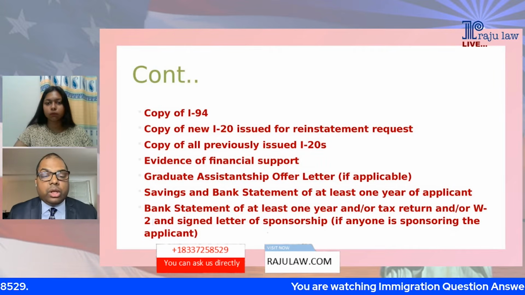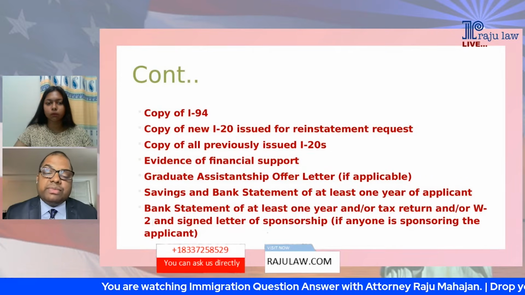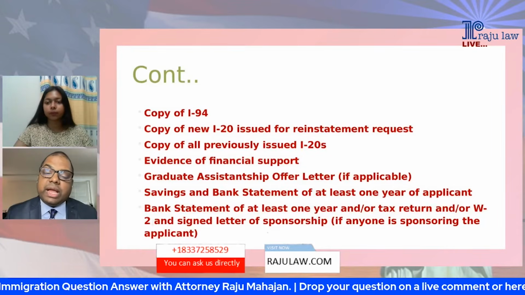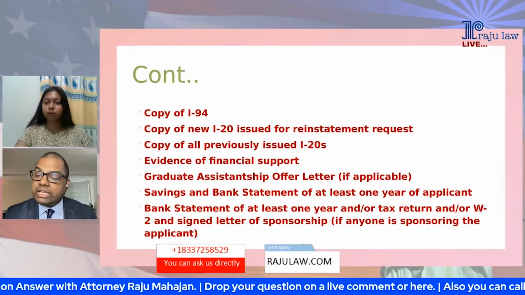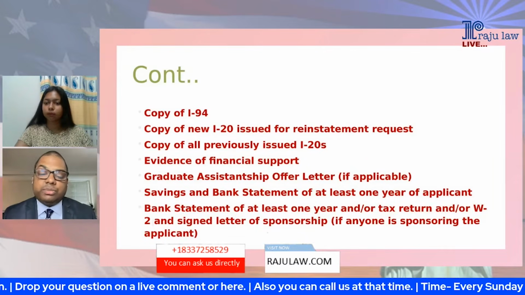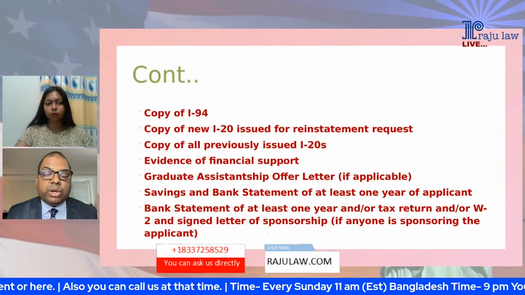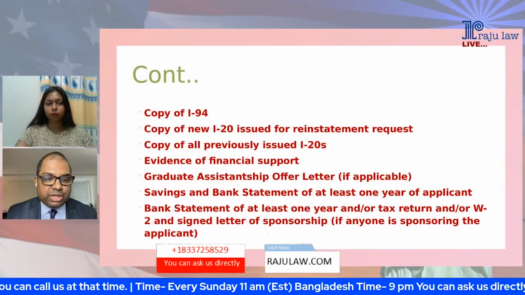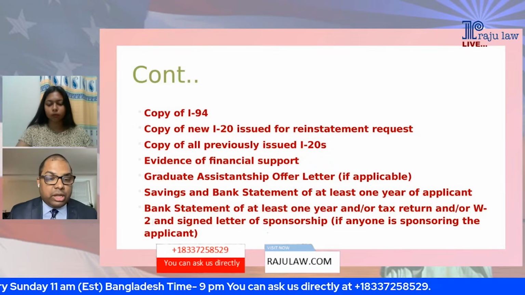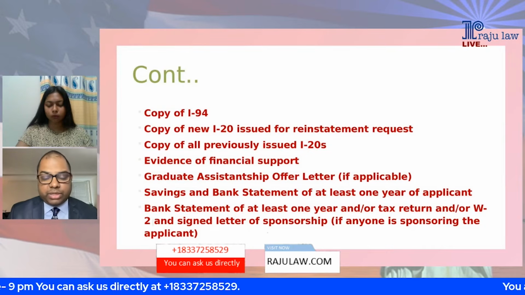Evidence of financial support, such as a graduate assistantship offer letter, if applicable. A lot of people get a graduate assistantship letter, and you have to submit a copy of that. Savings and bank statements, at least 1 year of the applicant's bank statements, and/or tax returns, and/or W-2, and a signed letter of sponsorship if anyone is sponsoring the applicant. This is the area where everybody has a different kind of situation. If you have an American bank account, you can submit it. If you filed taxes in the last year, you can submit them. If you have a sponsoring person, you have to submit a signed document from that person.